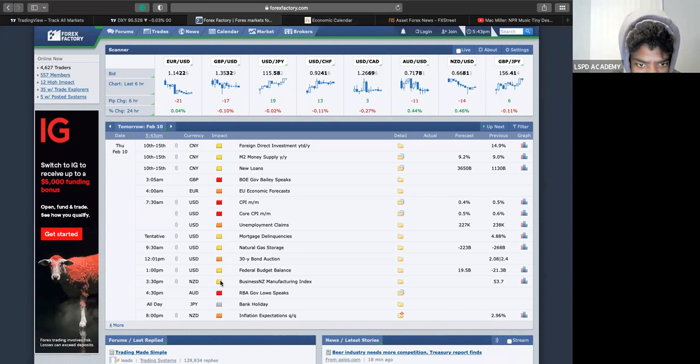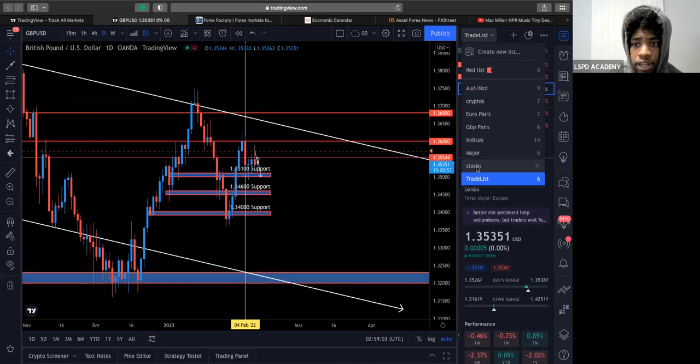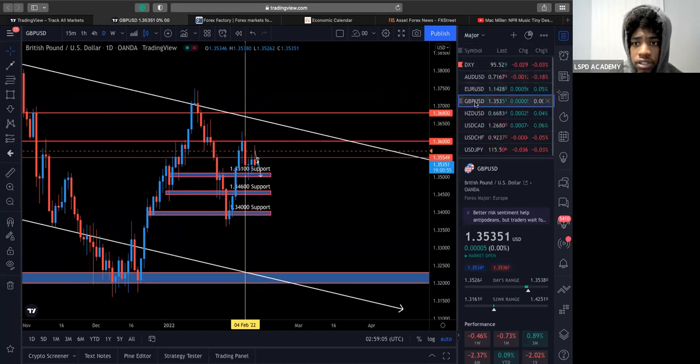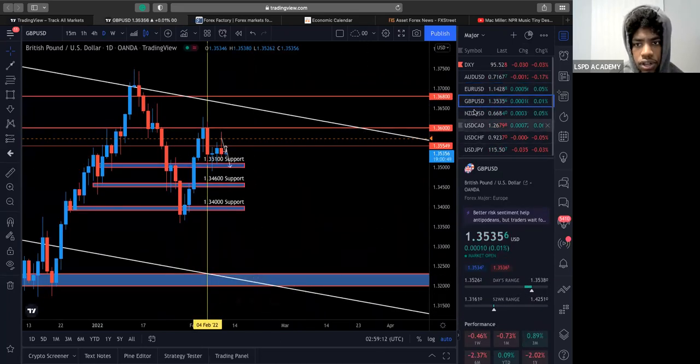So we've got two orange folders, followed by two red folders, and I think a red GBP folder. So we see we've got some news coming out tomorrow, and this is why my main outlook on DXY is that it's going to continue to push up, and we'll probably see EU start to push down, and we'll see GU start to push down.